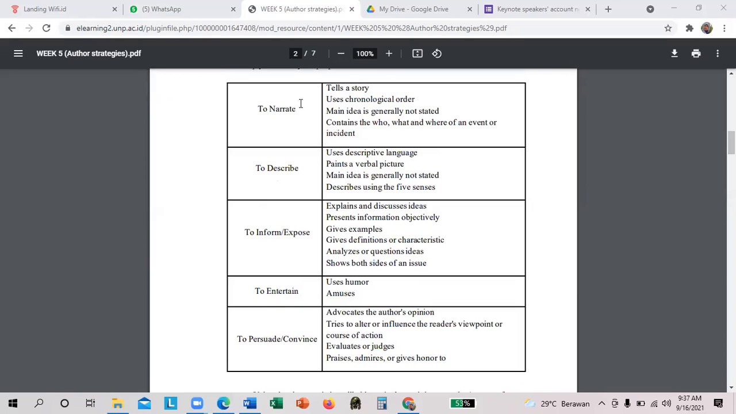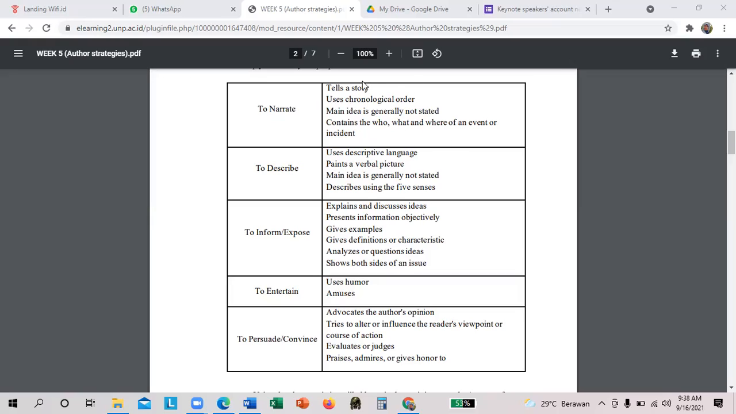And the table on the right shows the indicators of the purpose of the writer. For example, to narrate means that he is telling a story. He uses chronological order. The main idea is generally not stated. It contains who, what, and where, or the incident.